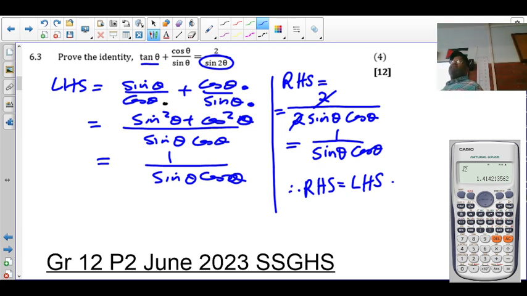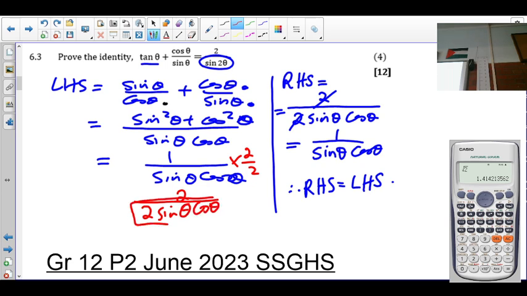You guys understand? For those of you who wanted to see the other side of this, you multiply by 2 over 2, which gives you 2 over 2 sin theta cos theta. So 2 sin theta cos theta is sin 2 theta. So it's 2 over sin 2 theta, which is also equal to the right hand side. So whichever way you want to do it, you'll get the full mark either way.